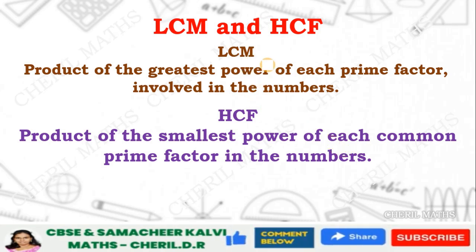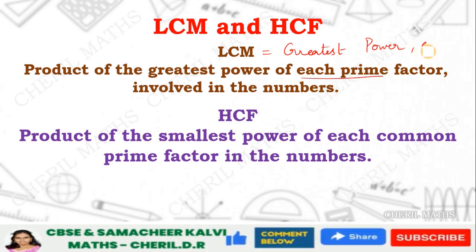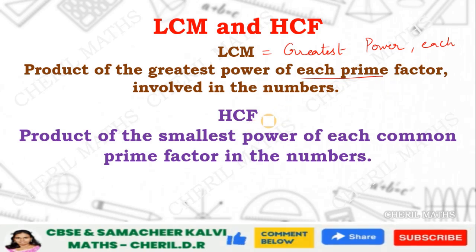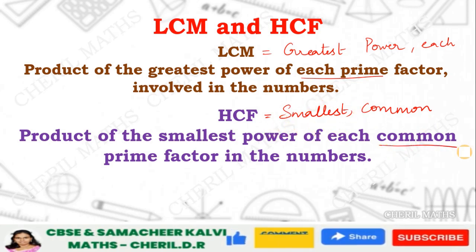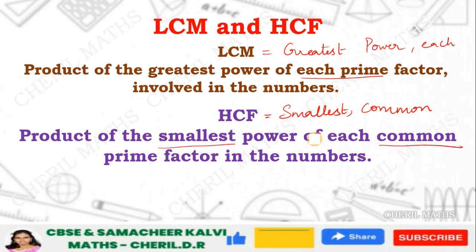Okay, so LCM, what do we know about LCM? It is the greatest power of each prime factor. Whereas HCF is the smallest. Smallest means you have something in common. Smallest means you cannot take all prime factors, and it should be common. So remember it to be a common prime factor. So HCF is the smallest power of each common prime factor in the numbers. This is the basic meaning of LCM and HCF.